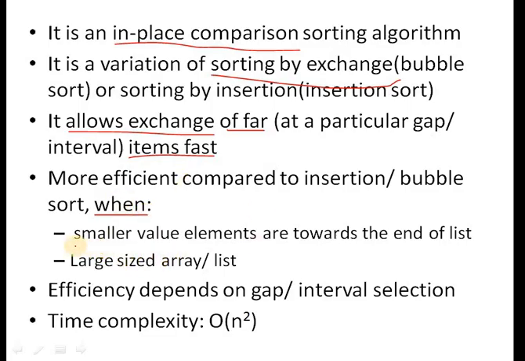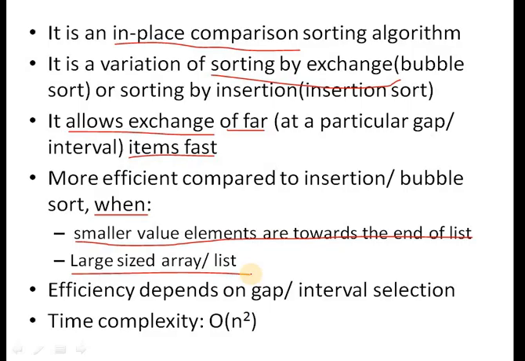The cases are where smaller value elements are towards the end, if the minimum elements or very small elements are present at the end of the list. In that case this algorithm is more efficient compared to insertion and bubble sort, and it works well for a large sized array or list also.